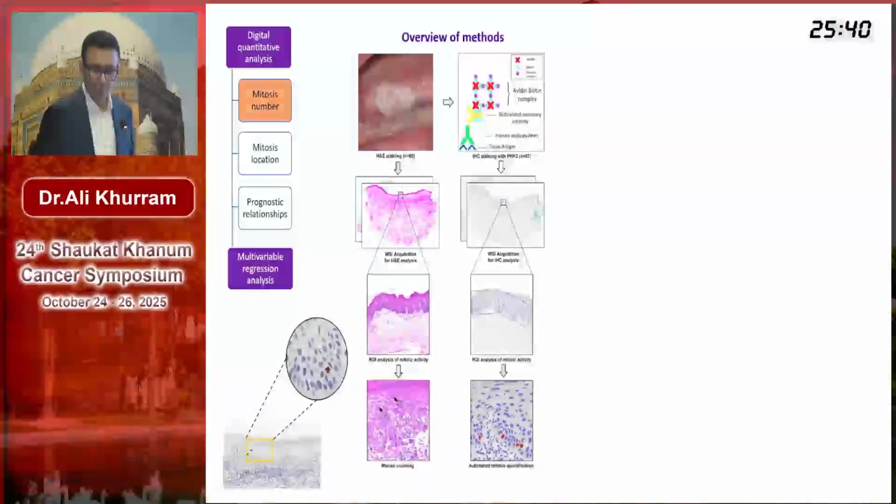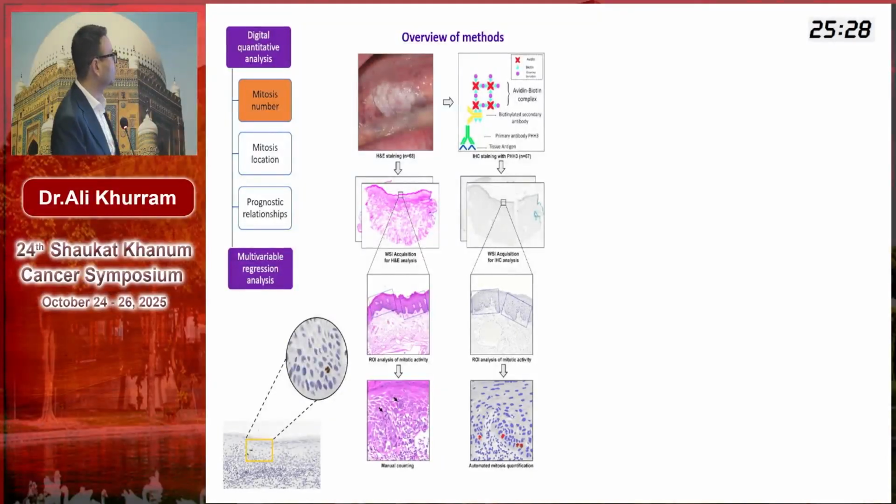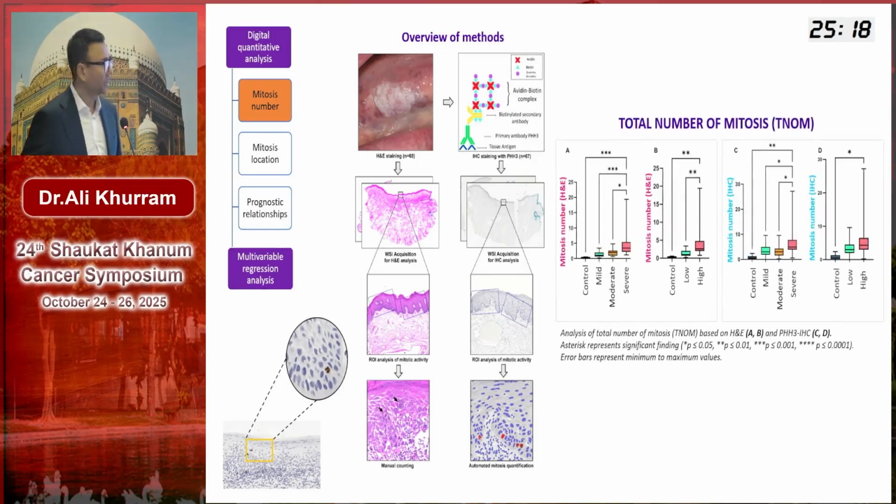Then we decided to look at mitosis. Mitosis counting has been a quite prominent feature of breast pathology for a long time, but it hasn't really caught up in head and neck. What we wanted to do was look at manual counting of mitosis on digital slides, but we also used PHH3, which is the most specific mitosis marker, in these dysplasia slides. And what we found was there was a correlation with the total number of mitoses in the lesion and whether it became malignant or not, but it also related well to the histological grade of the lesion as well.